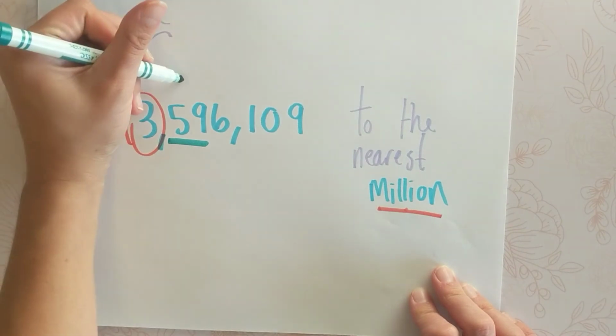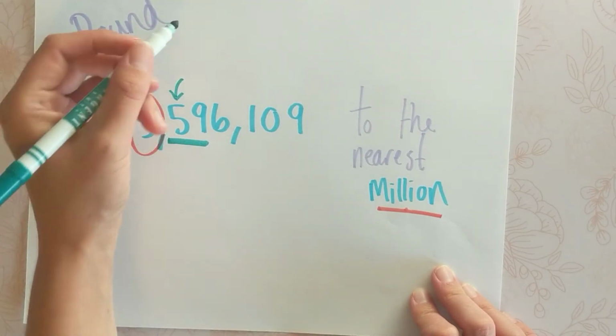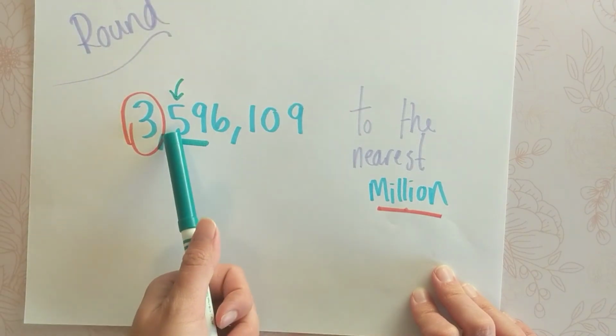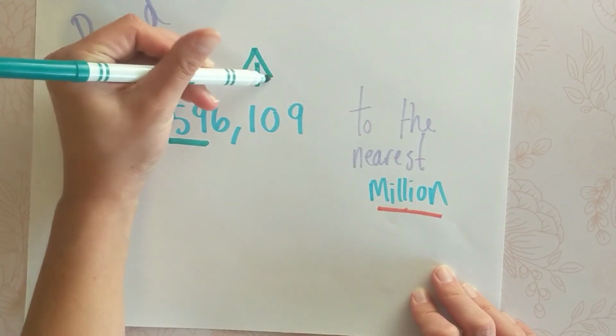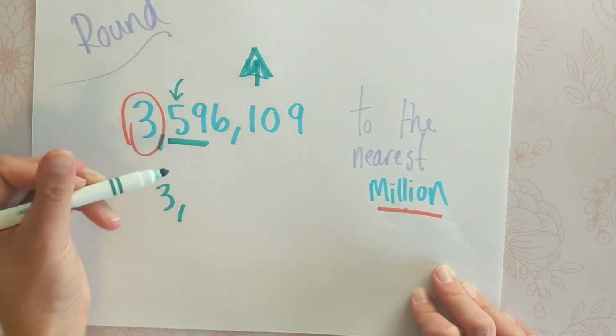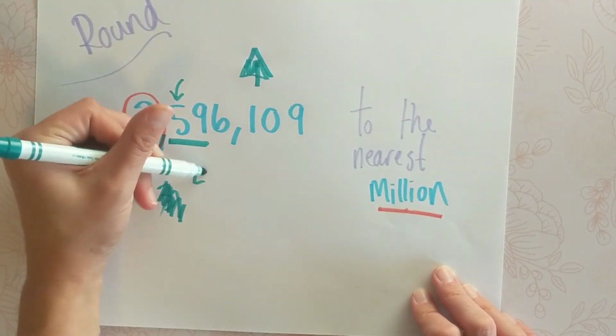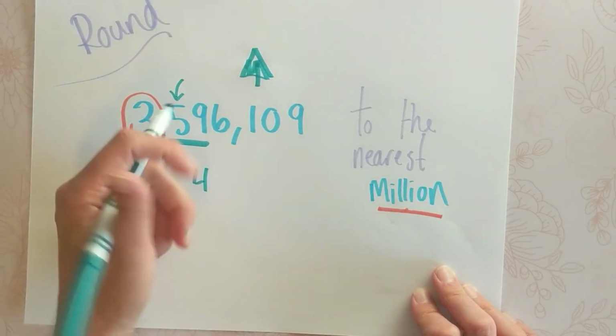The power rests with this 5 here. 5 or more, let it soar. 4 or less, let it rest. This is 5 or more, so we are rounding up to 4 million. Rounding up, that 3 turns into a 4, my mistake. And then zeros afterwards.